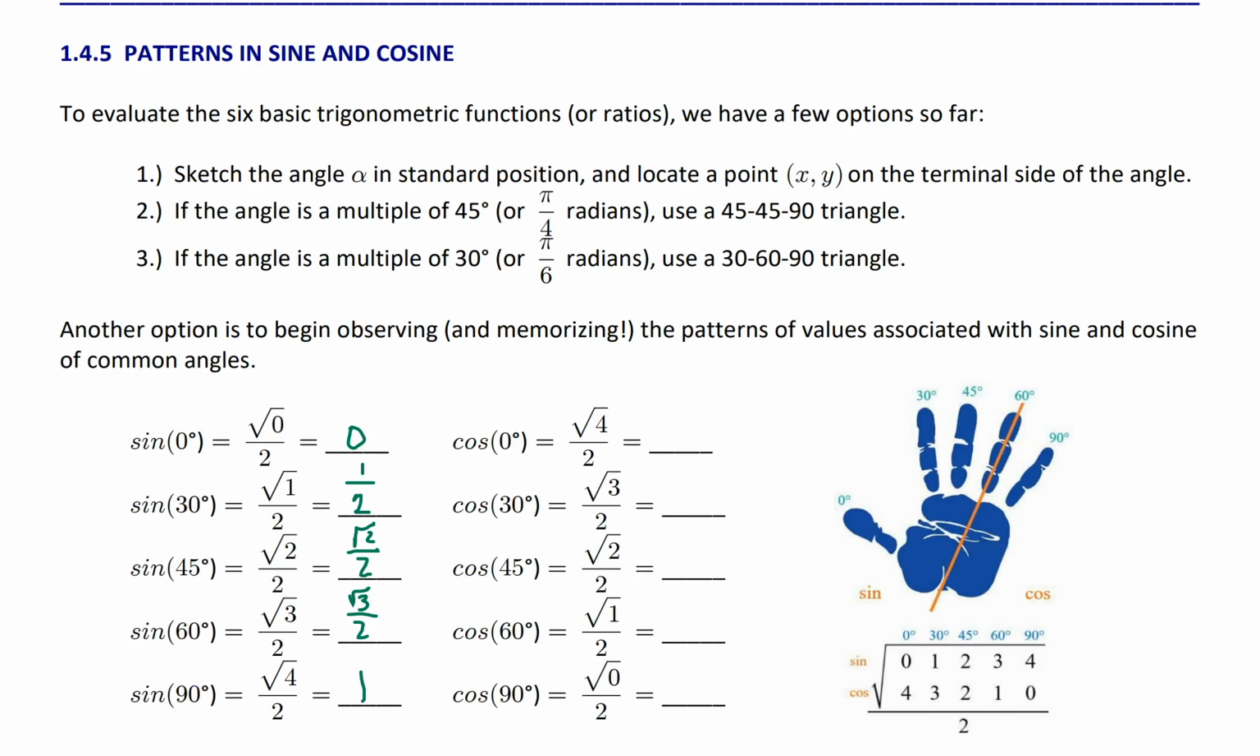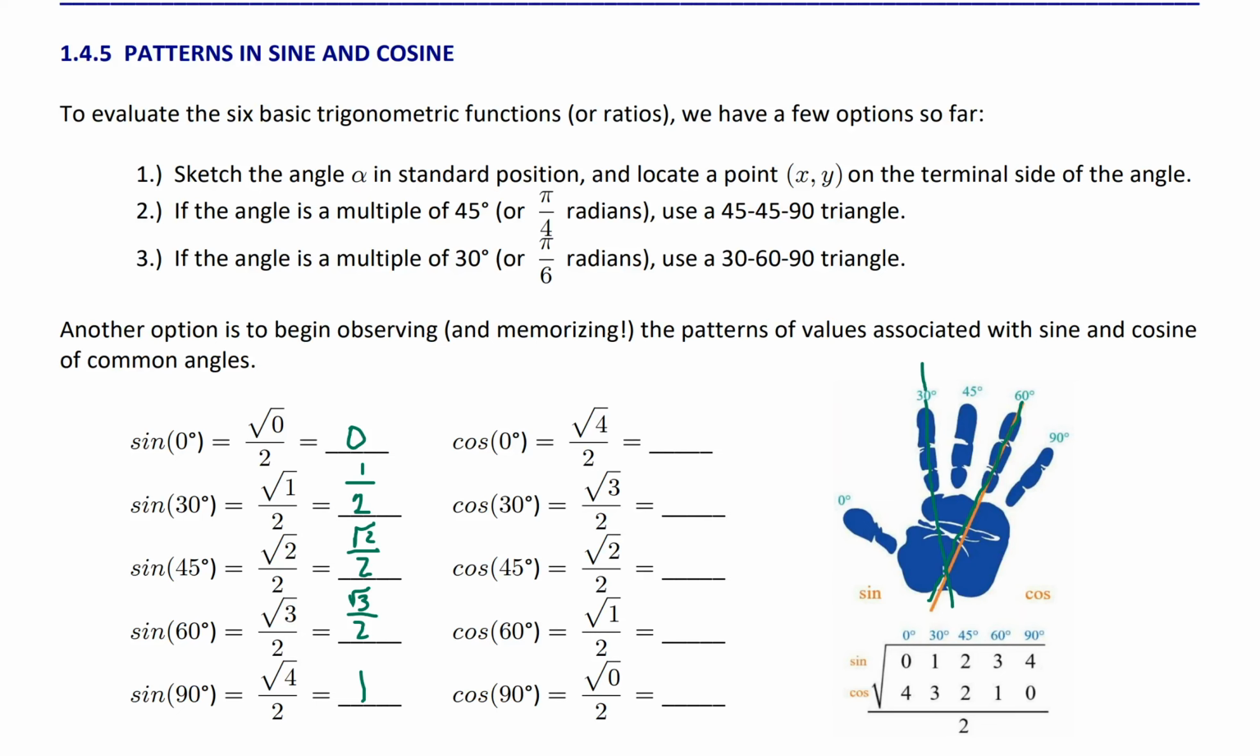To evaluate sine of an angle, I'm going to count the number of fingers underneath that angle, and that's going to be the radicand in our pattern here. So, for example, if we want to evaluate sine of 60 degrees, notice there's 1, 2, 3 fingers below my ring finger. So I'm rotating from the ring finger to the thumb. So we have 3 fingers below, and notice sine of 60 degrees is square root of 3 over 2.